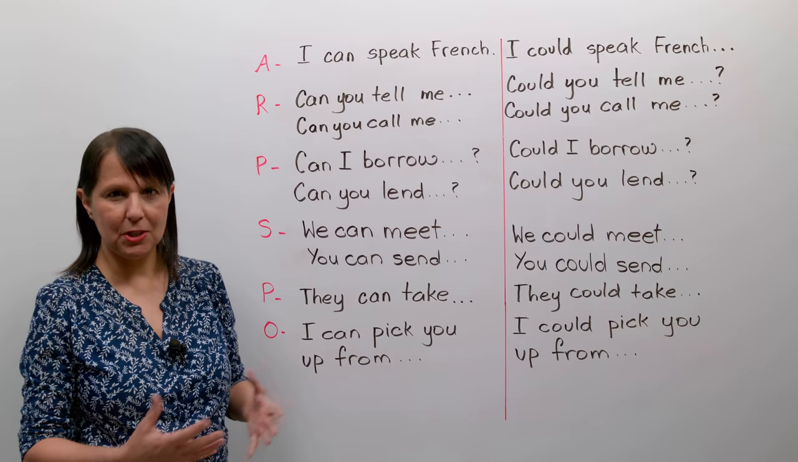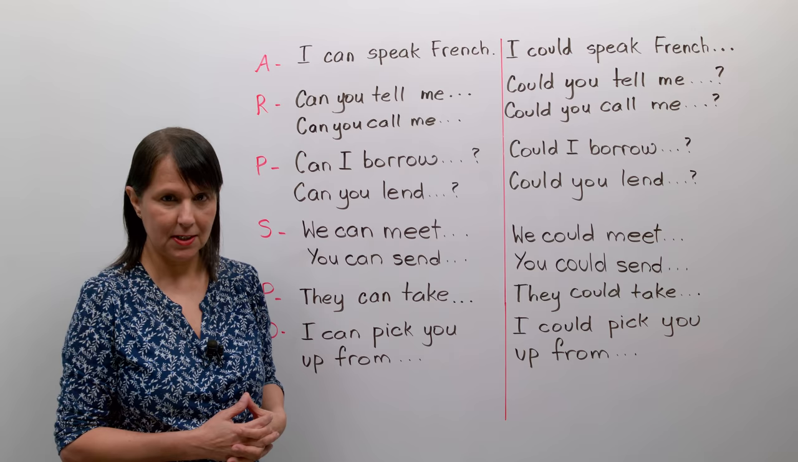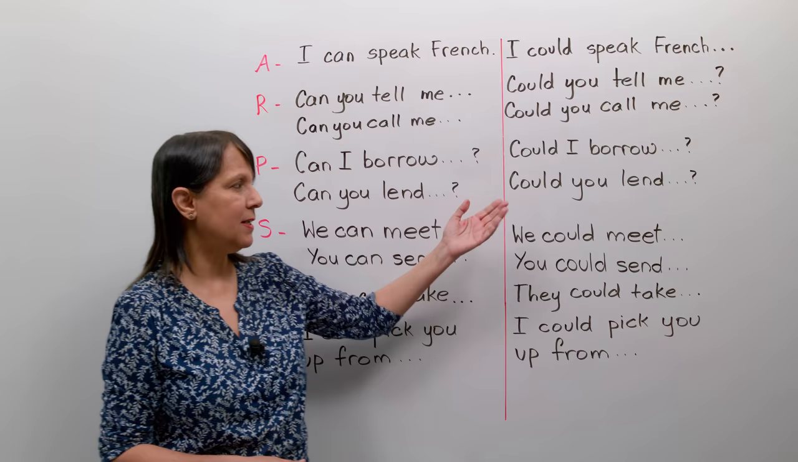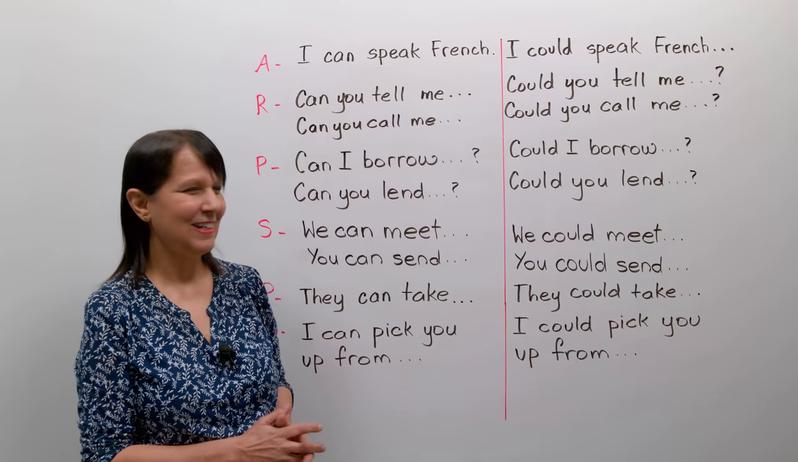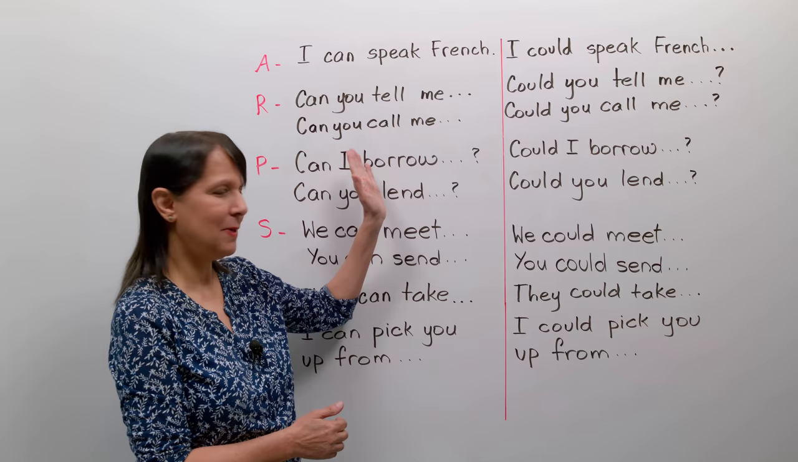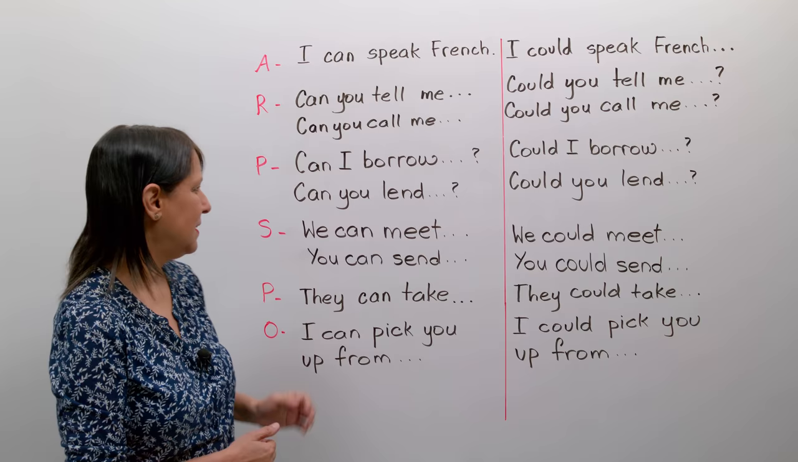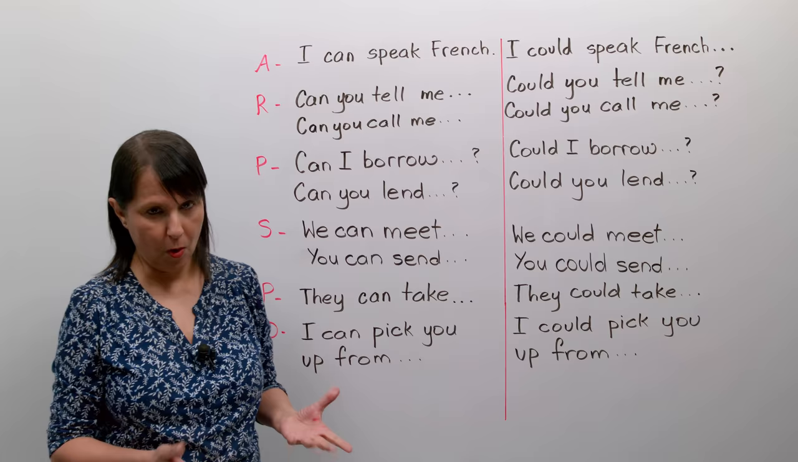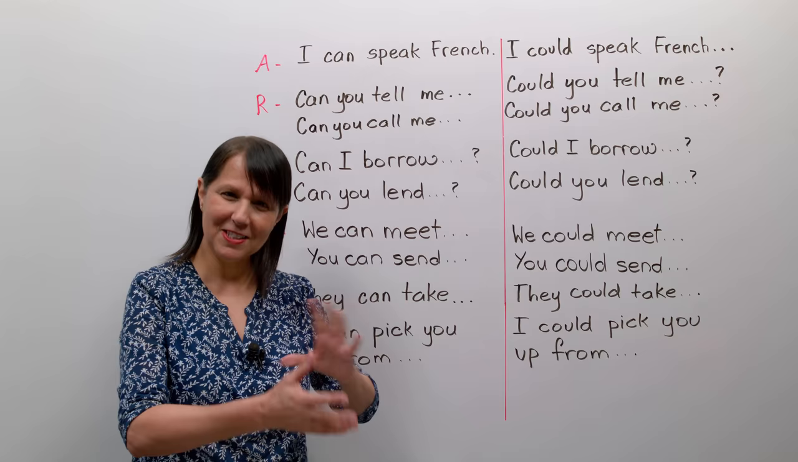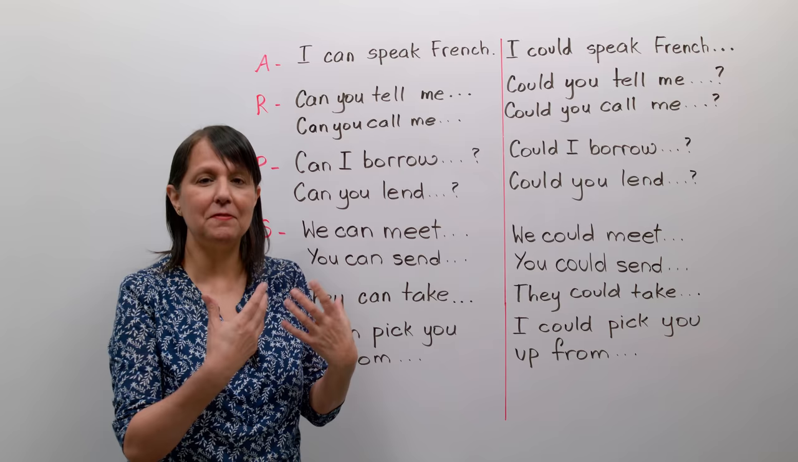Next, for permission. We could say to someone, can I borrow your book? Or, to be more polite, could I borrow your book? We could say to someone, can you lend me your book? Or, could you lend me your book? All right, again, we're talking about basic and more polite. Next, if you're making a suggestion to someone, we could say, we can meet at the coffee shop. Or, we could meet at the coffee shop. Can you hear the difference? I hope you're starting to hear and feel the difference.